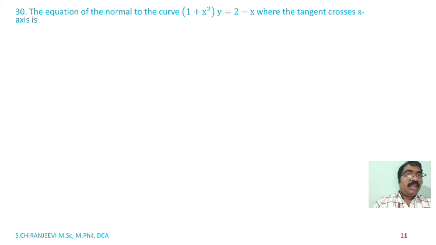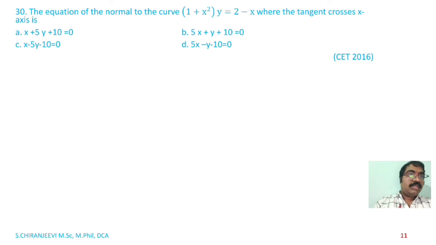30th one. The equation of the normal to the curve 1 plus x square into y equal to 2 minus x, where the tangent crosses x-axis, is. Options: x plus 5y plus 10 equal to 0, 5x plus y plus 10 equal to 0, x minus 5y minus 10 equal to 0, 5x minus y minus 10 equal to 0, which was asked in the year CET 2016. So here we know that when it touches the x-axis, the value of y is 0. So if we substitute in the given equation, we get x equal to 2. So the point will be (2, 0).